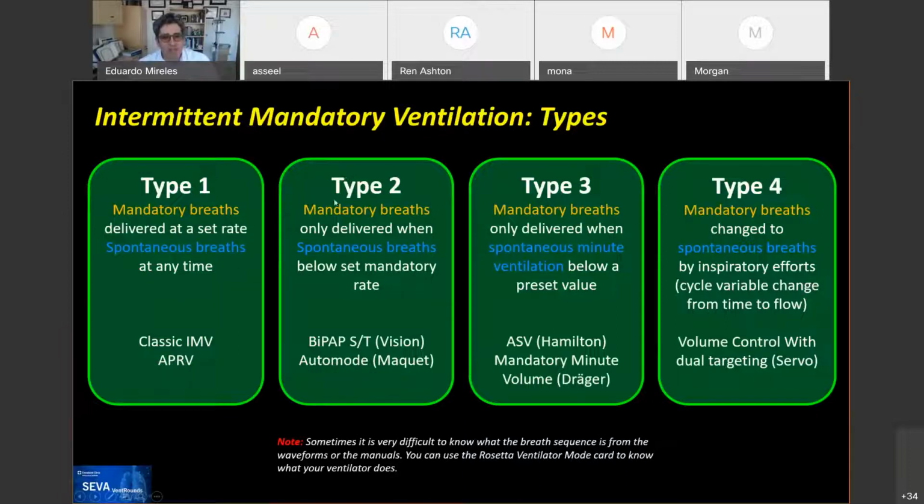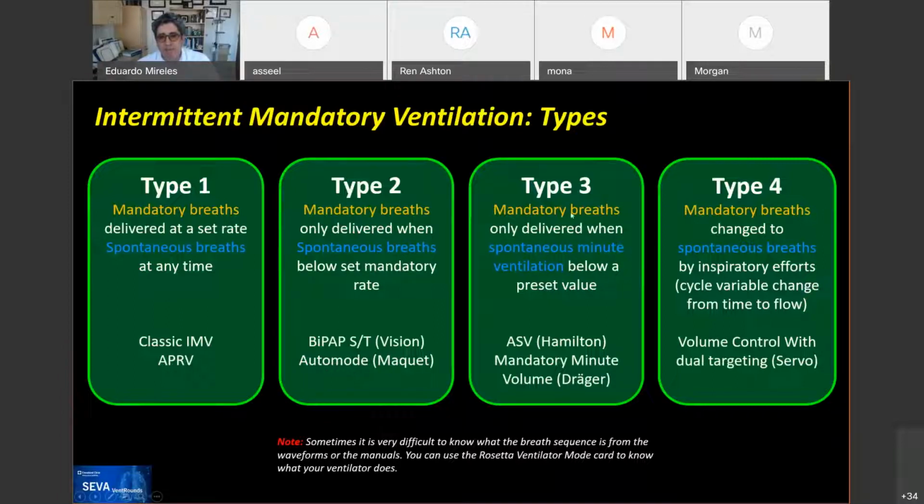In type 2, whenever you have spontaneous breaths, the mandatory breaths disappear. That is, you can have rapid shallow breathing. You can think about that, and you will not get those mandatory breaths under those circumstances. And so this is an important feature of this type 2.